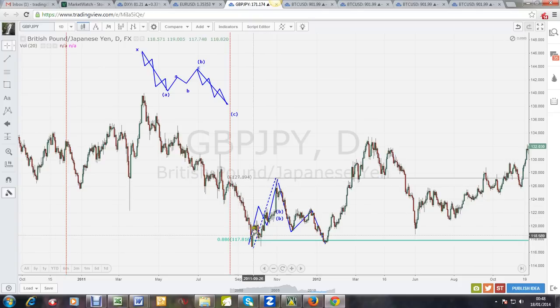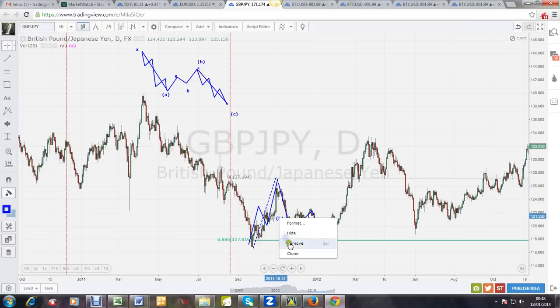So this could be WXY to give you wave A, wave B, and then this strong wave C. So it's not a typical 5 wave, 3 wave, and 5 wave combination. All of this is a 3 wave up and a 3 wave down. If that is correct, then we call that a flat.